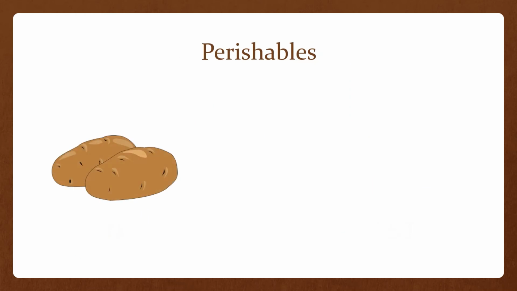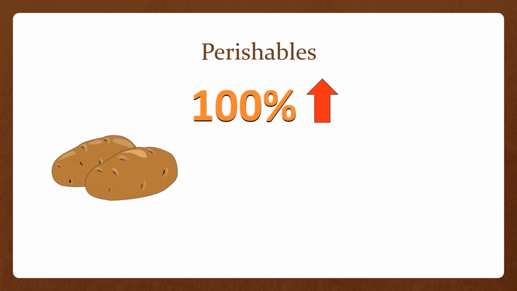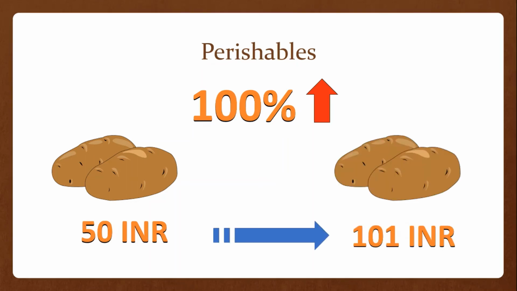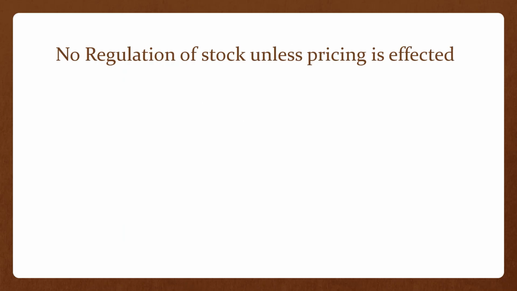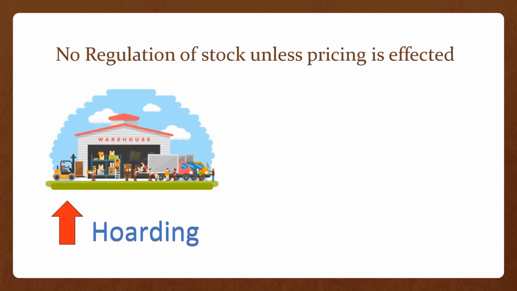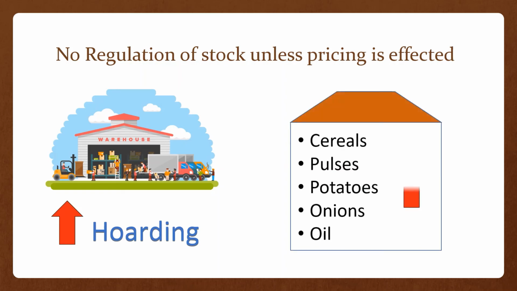For perishables such as potato and onions, it needs to be a 100% increase in retail price before the government will step in. For example, if the potatoes are 50 rupees, then they need to increase to 151 rupees for the government to list it as an essential commodity and therefore regulate it. Also, there is no regulation of stock unless the price changes, meaning there is a high chance of hoarding. That's why prices of these household essentials may increase.